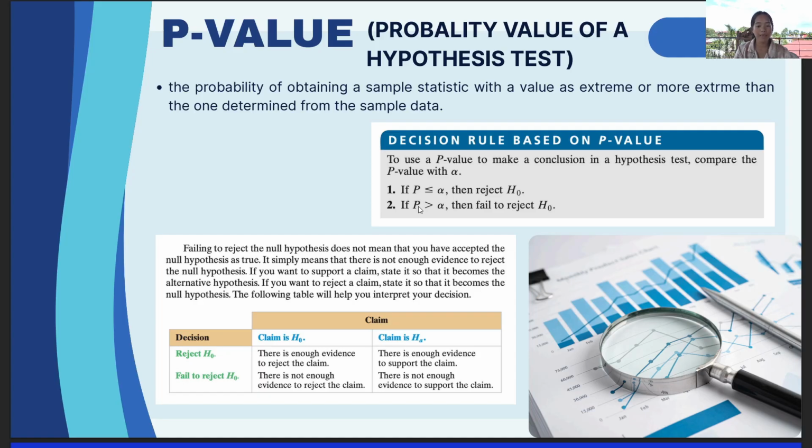If you want to support a claim, state it so that it becomes the alternative hypothesis. If you want to reject a claim, state it so that it becomes the null hypothesis. The following table will help you interpret your decision. The first column is the decision and then the claim. In rejecting the null hypothesis, there is enough evidence to support the claim, and otherwise your research does not have enough evidence to reject it.